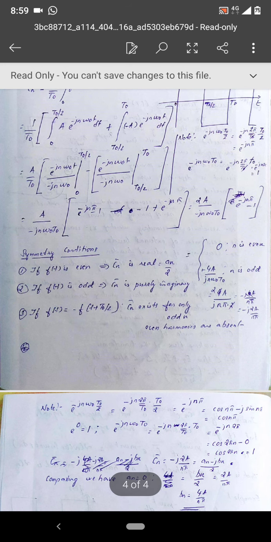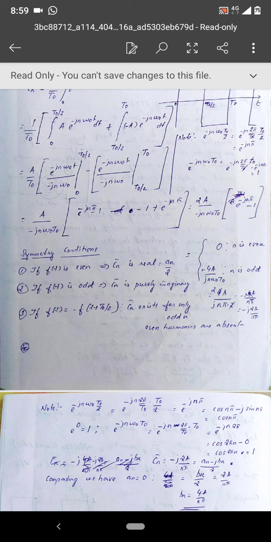And if I take the j from denominator to numerator, that becomes minus j. That is 1 by j is nothing but minus j. So everything substituting, you'll get Cn bar for when n is odd is minus j 2a by n pi.